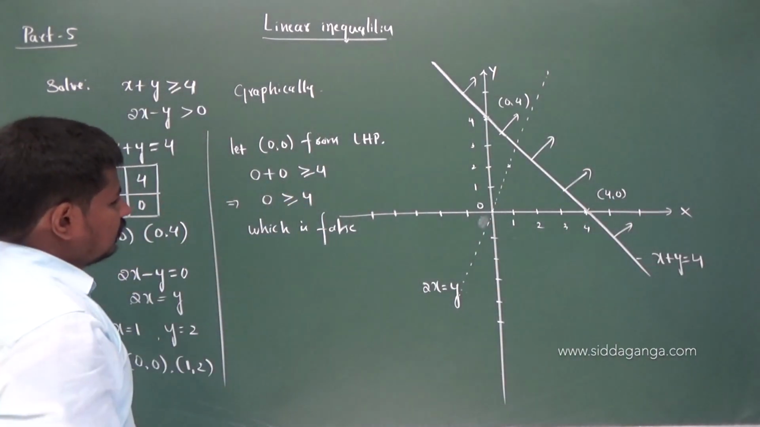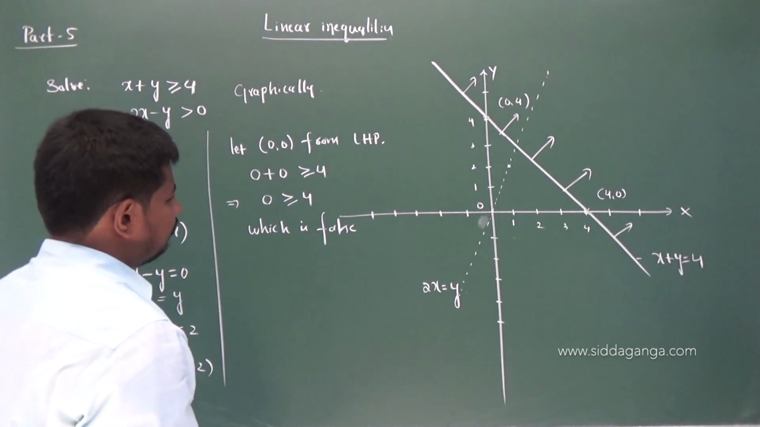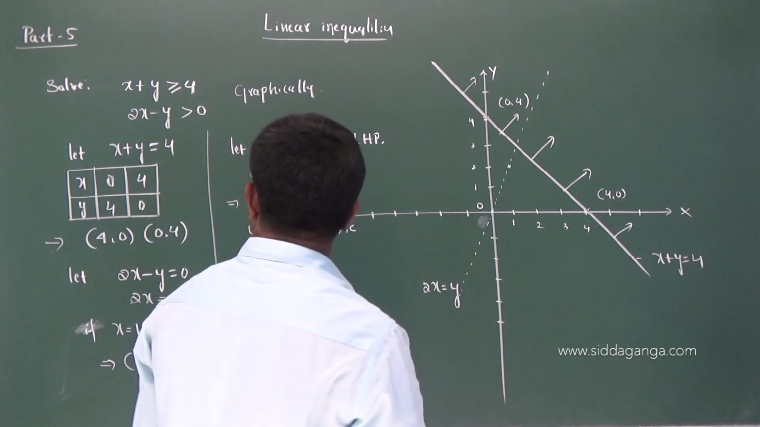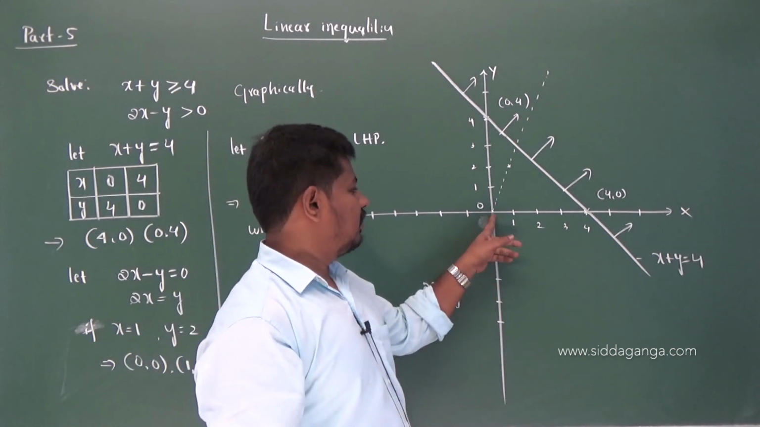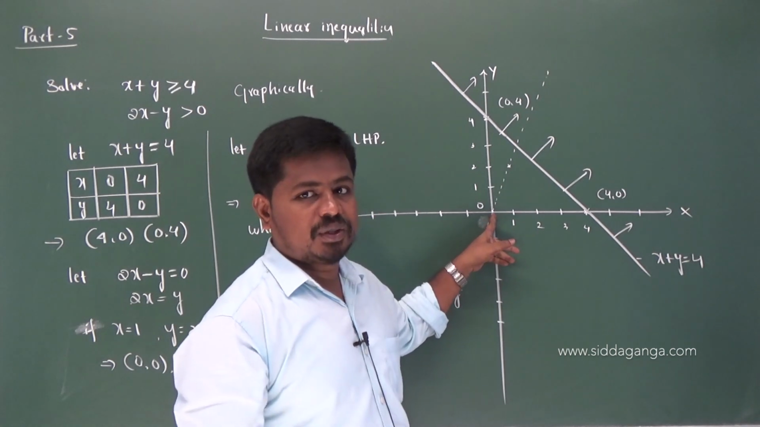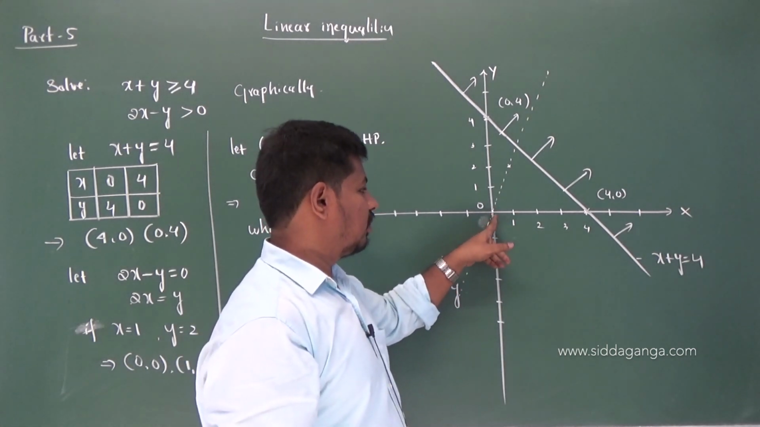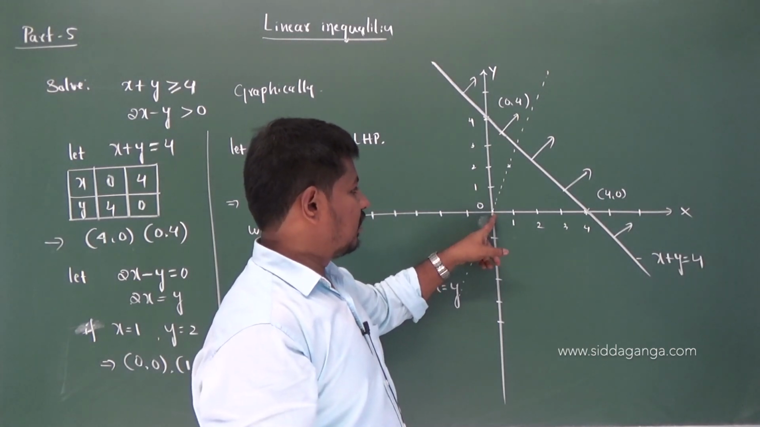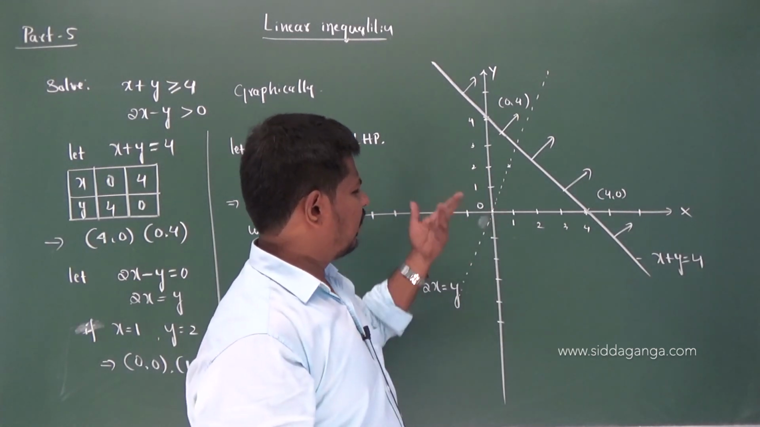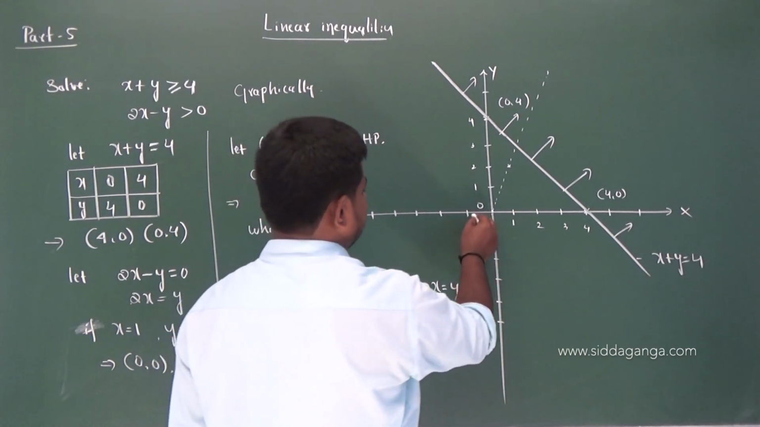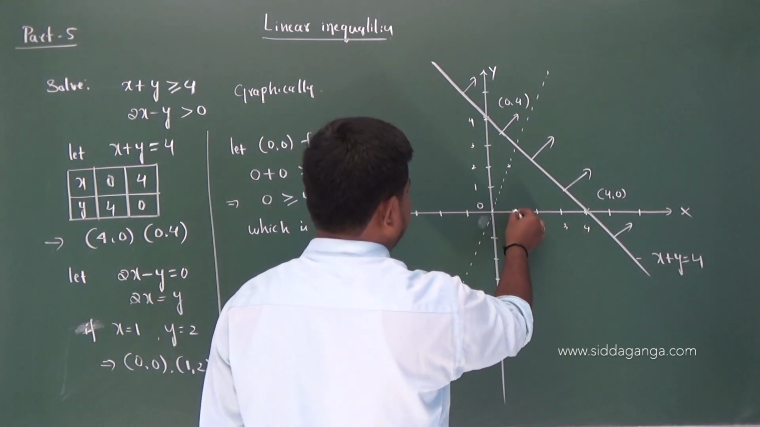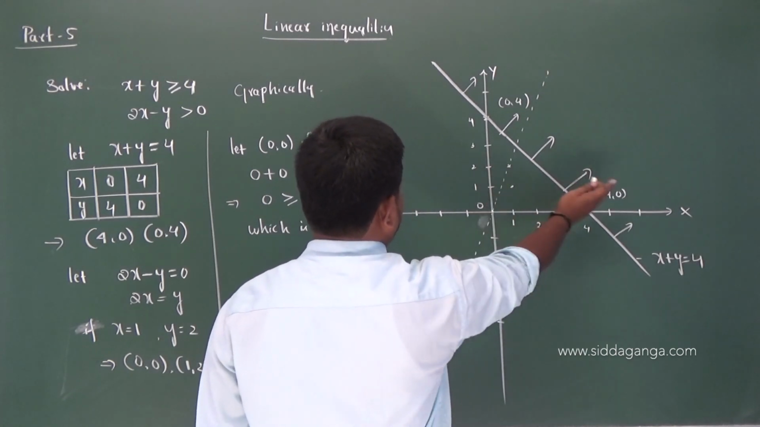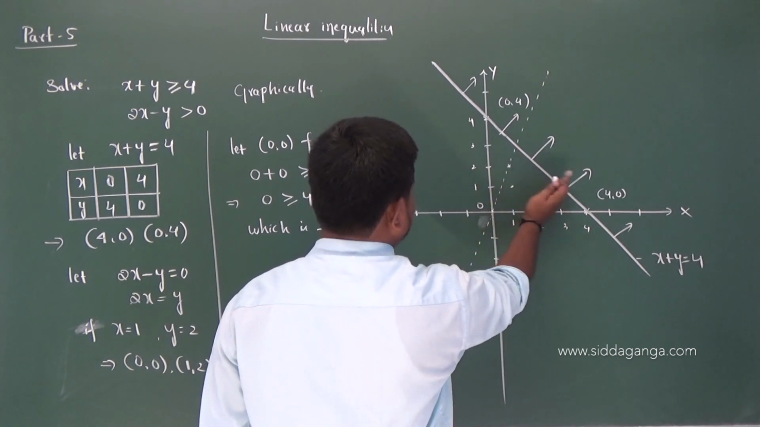Okay. Now for the second inequality, 2x minus y is greater than 0. You can't take the point 0 comma 0 because the line is passing through the same point. So better you neglect that. You take any point from any other plane. This is the lower half plane, this is the upper half plane. I'm going to take the point 1 comma 1. See, 1 comma 1 is present in the lower half plane of this line.